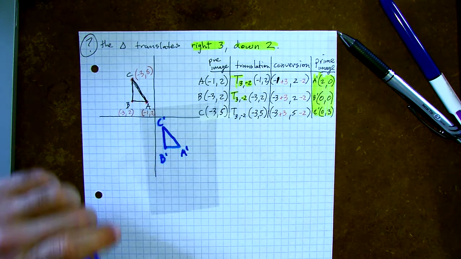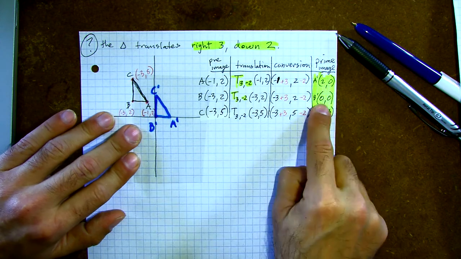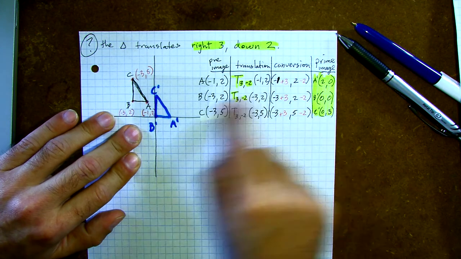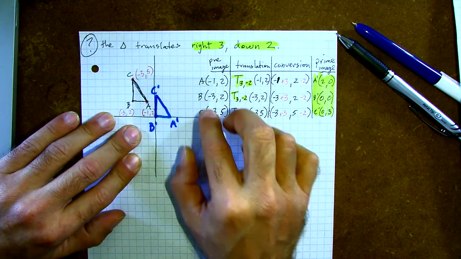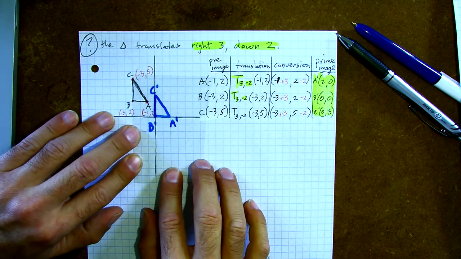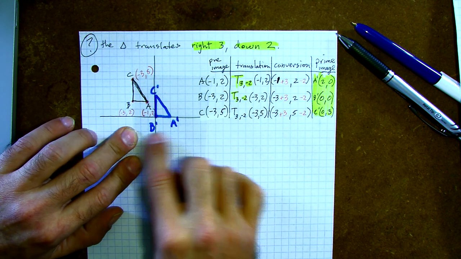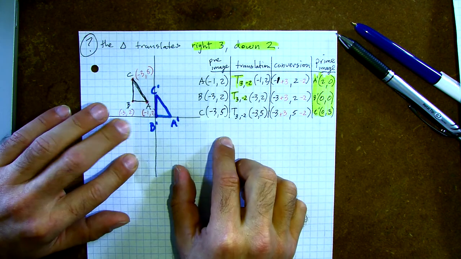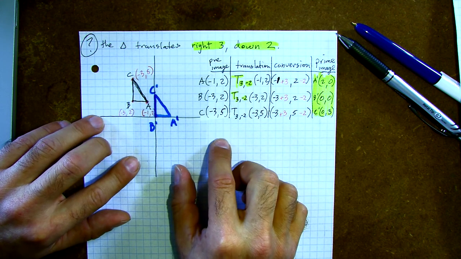Okay, and where does it end up? B prime is at the origin, 0, 0. A prime is at 2, 0. C prime is at 0 for x, 3 for y. So I think we got our image. Go ahead and draw this image in there. You don't have to put the points for A prime, B prime, C prime, just label them A prime, B prime, C prime. And we've done a translation successfully.